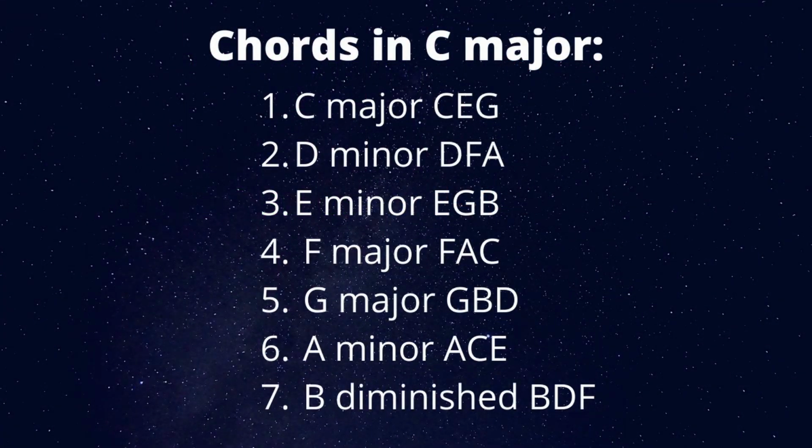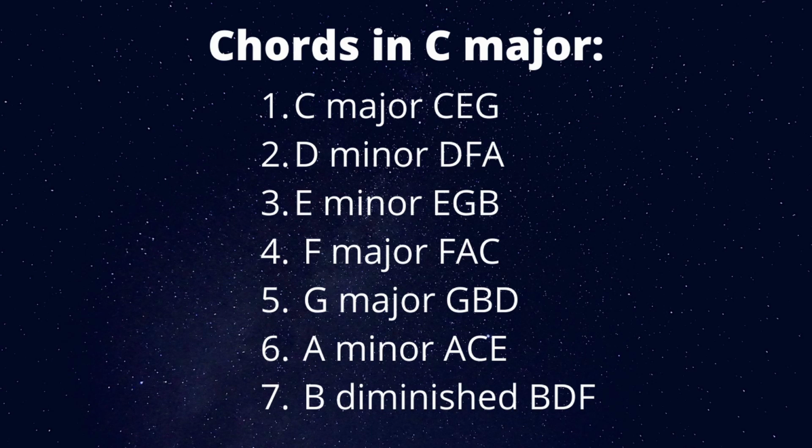giving us all the triads of the C major scale, which are C major, D minor, E minor, F major, G major, A minor, and finally B diminished. Now we've talked about three types of triads. They've naturally happened in the C major scale, the chords that it generated.